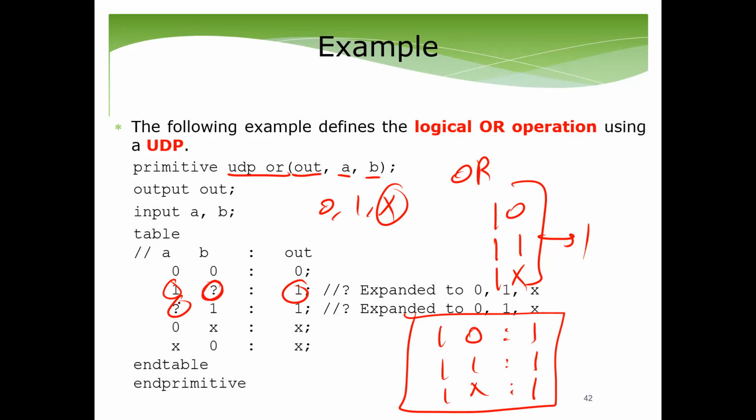Same for an unknown value for A, but B equal to 1. We want the output equal to 1. In case of 0 unknown or unknown 0, let the output be unknown. Okay. So the idea of these symbols is that you can shorten many cases in your design.